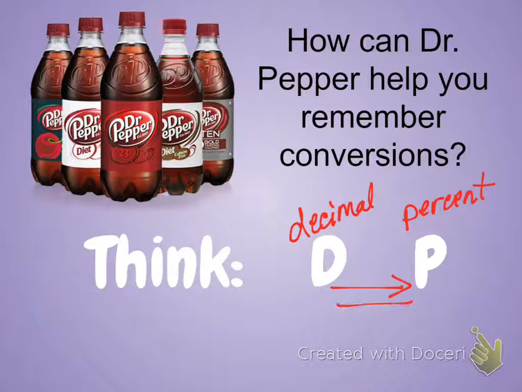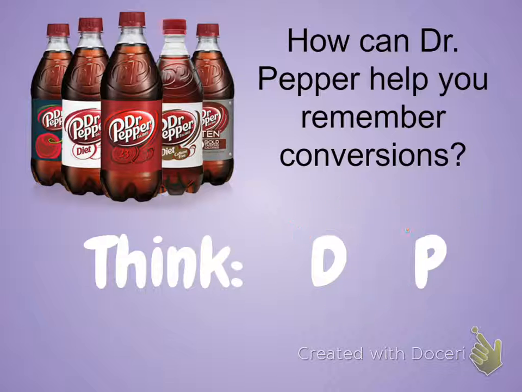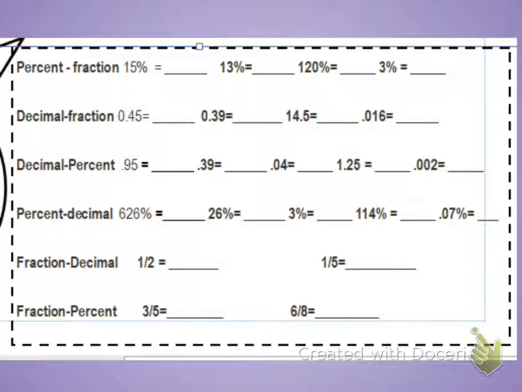Okay? That's just a little reminder. That's in your notes. But if you just think, Dr. Pepper: decimal to percent, 2 places to the right; percent to decimal, 2 places to the left. And it's always 2 places and only 2 places. People will frequently move it more or less because they look at it wrong, but it's always 2 places. Okay? So now let's go back and do some decimal to percent.